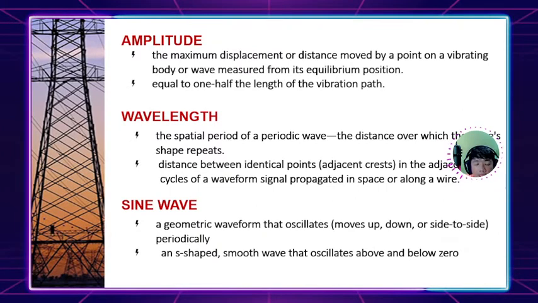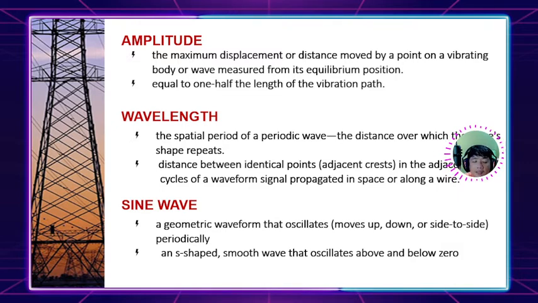amplitude. This is the maximum displacement or distance moved by a point on a vibrating body or wave measured from its equilibrium position. Ito yung sinasabi nating 1/2 kanina. 1/2 the length of the vibration path. Ang wavelength naman is the distance between identical points or the spatial period of a periodic wave or the distance over which the wave's shape repeats.